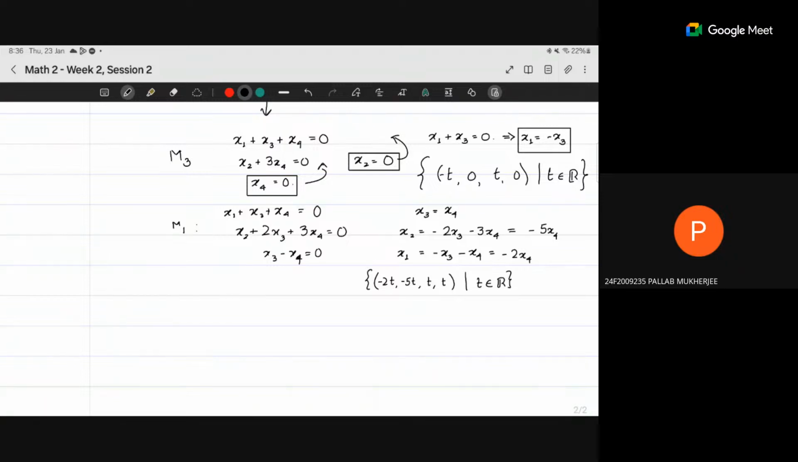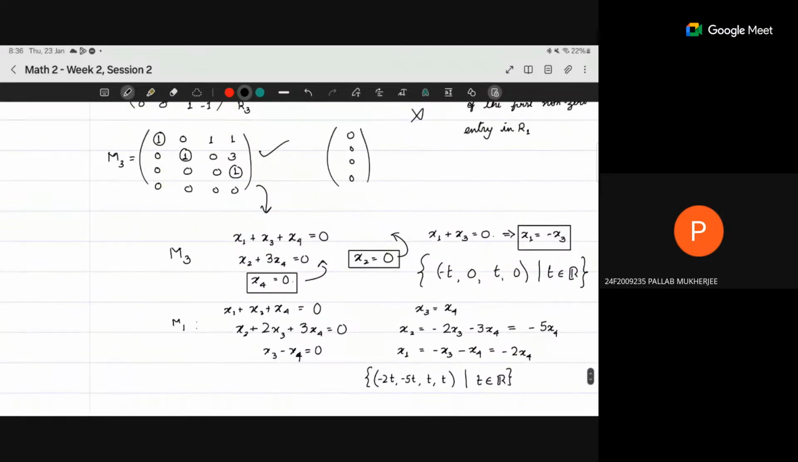So x4 can take any value, and x1, x2, and x3 can be expressed in terms of the independent variable. So those are dependent: x1, x2, and x3 are dependent variables, and x4 is an independent variable. Just understand this in spirit right now. The formal definition of an independent variable I'll give later.